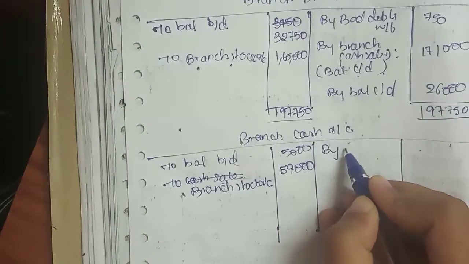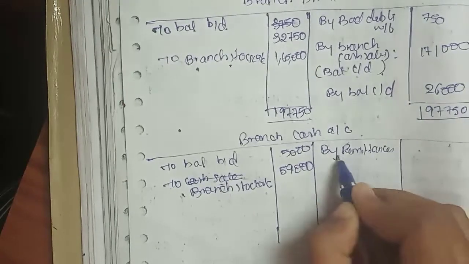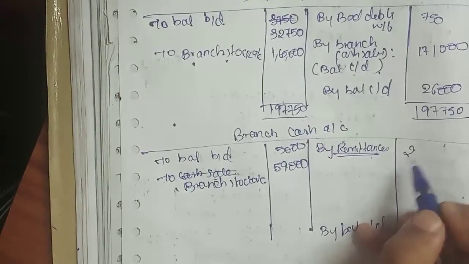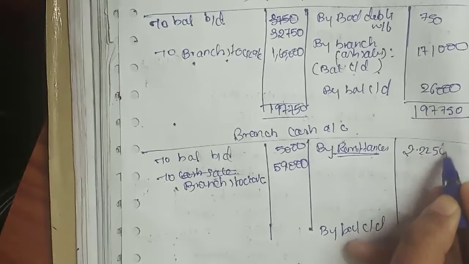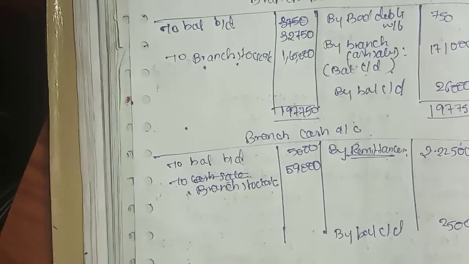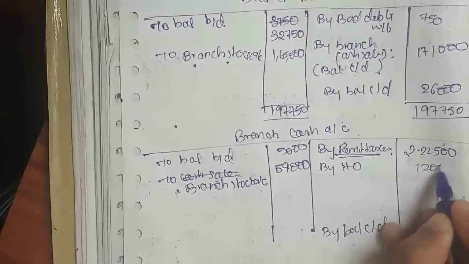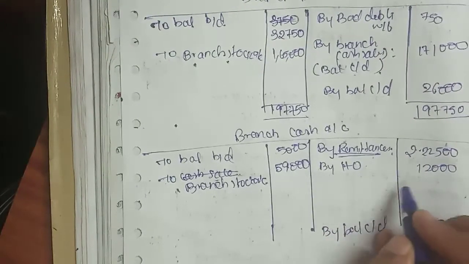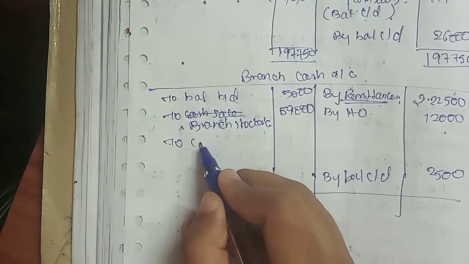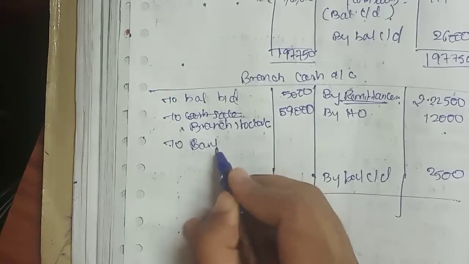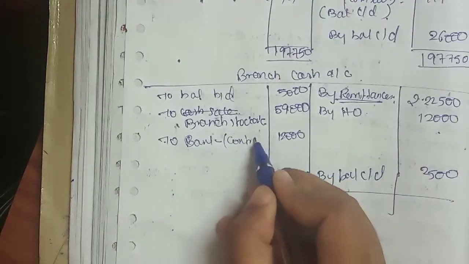By remittances: the head office has given the cash to the branch, 2,22,500 for the expenses, and the expenses paid by the head office is 12,000. They have remitted cash but also paid some expenses of 12,000 rupees. So this 12,000 is a contra entry. What you write is, to bank: cash account debit to bank account, 12,000. Mention it as a contra entry.